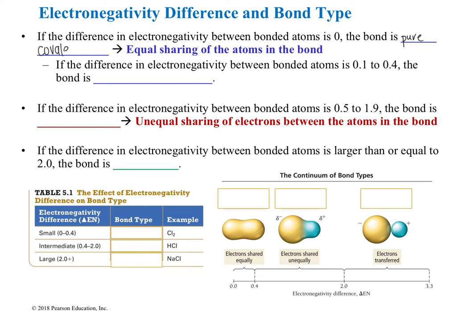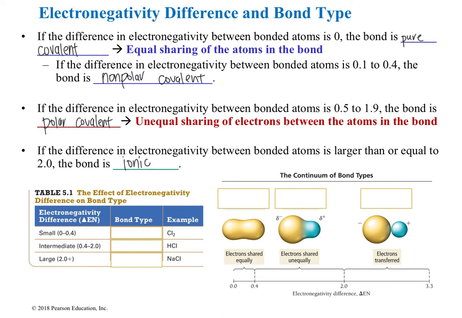That means that there is exactly equal sharing of the electrons in the bond. If it's between 0.1 and 0.4, we call it a nonpolar covalent. It's still not pulling hard, but it's not exactly 0. If it's between 0.5 and 1.9, this is called polar covalent. So this is enough to produce a stronger dipole, where we have that partial positive, partial negative. And if it's greater than or equal to 2, we call that an ionic bond.